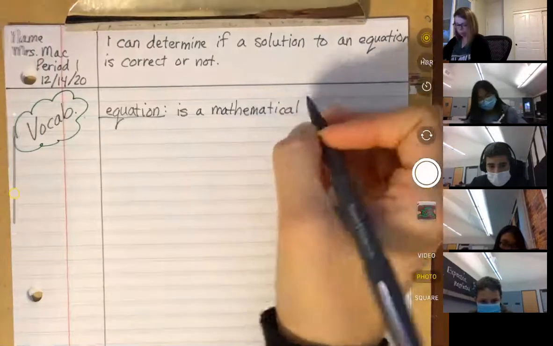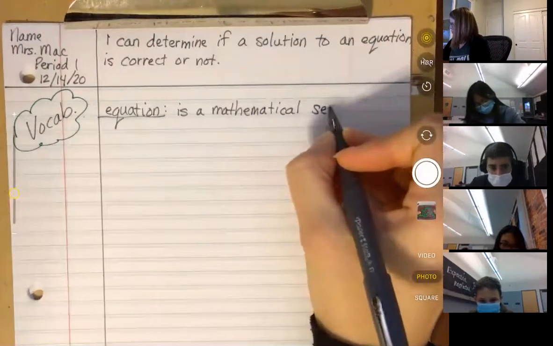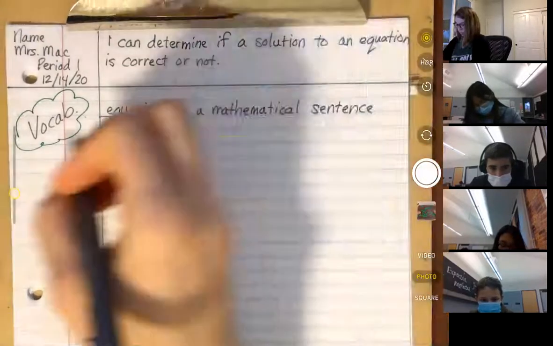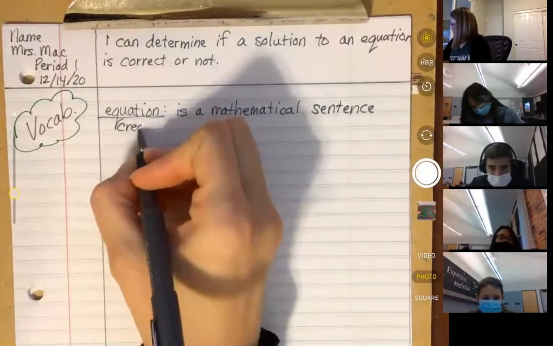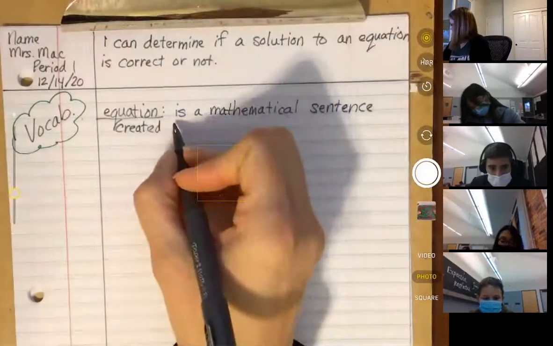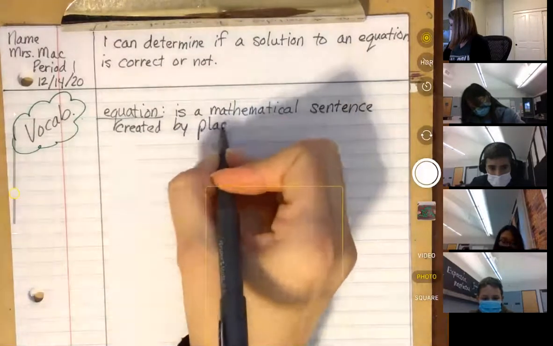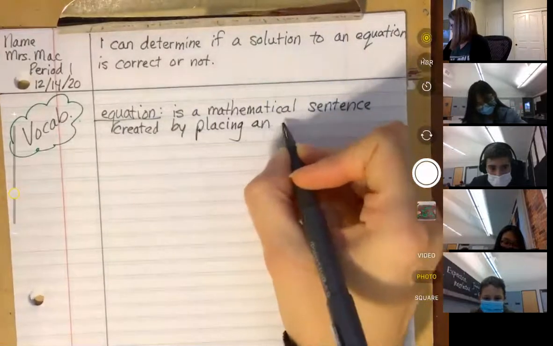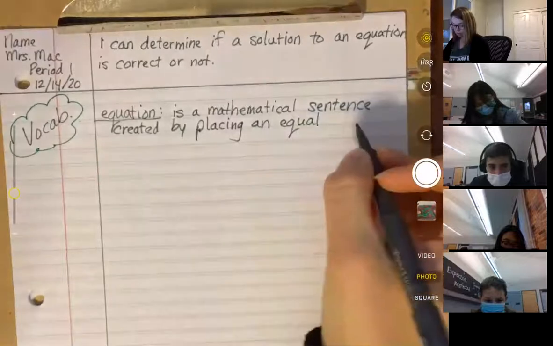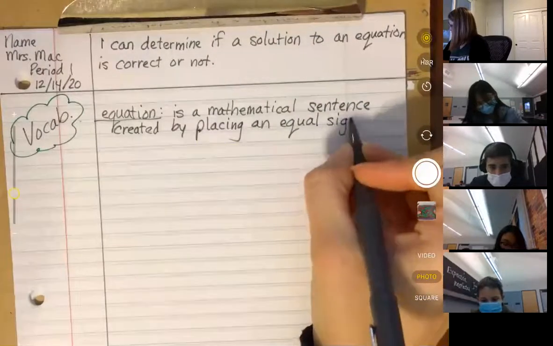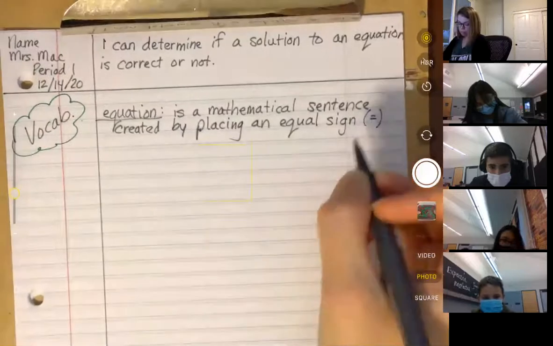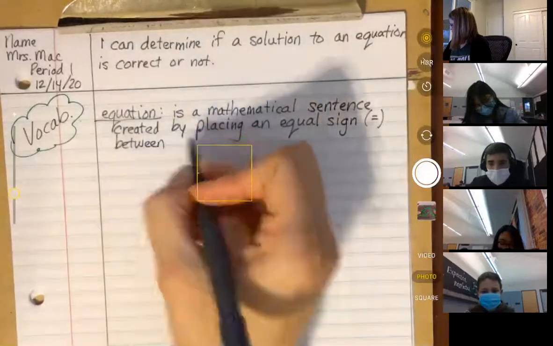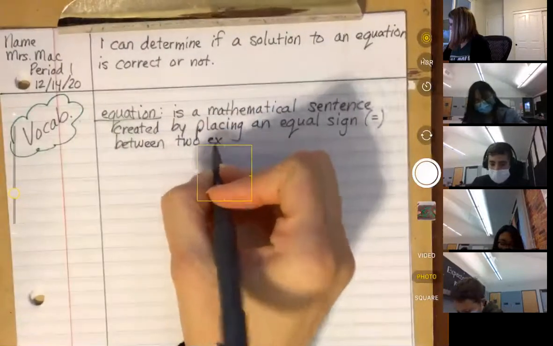mathematical sentence created by placing an equal sign that looks like this between two expressions.